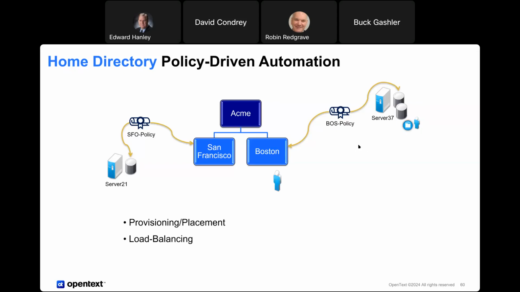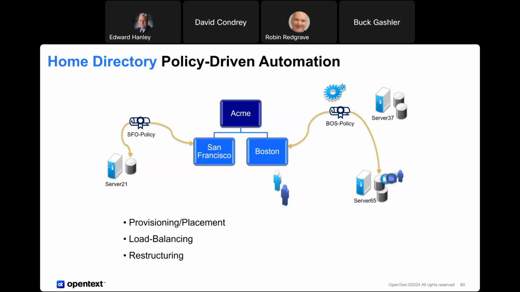Load balancing, we can actually add multiple paths to the policy, and then as new users come, we can load balance across these things. Now, restructuring, we may want to deprovision server 37. So we just remove the link in the policy, run a backfill or manage operation. It's going to automatically move the data and the rights and change the home directory attribute, everything that you would have to do by hand. We can put tiering and grooming in place.